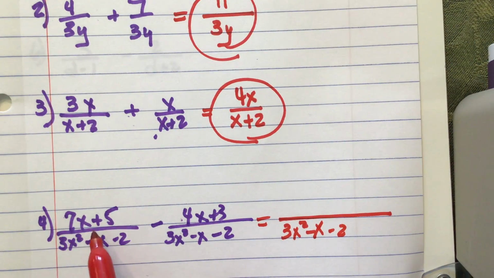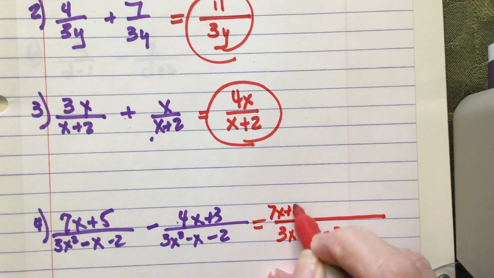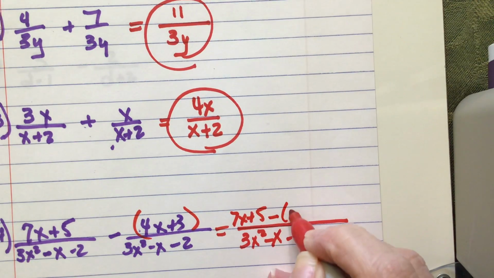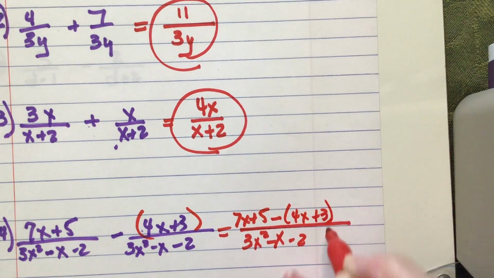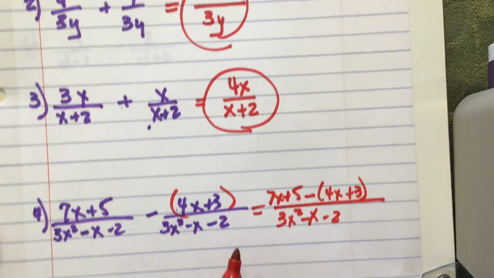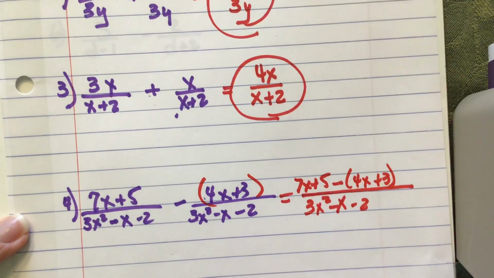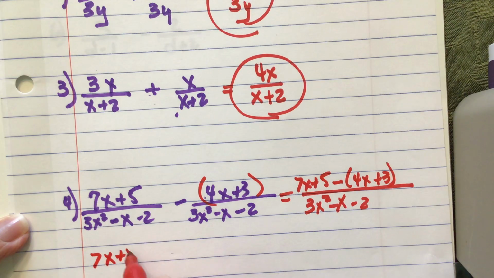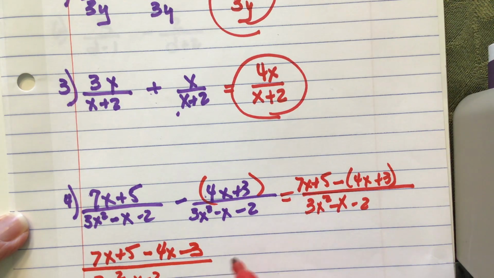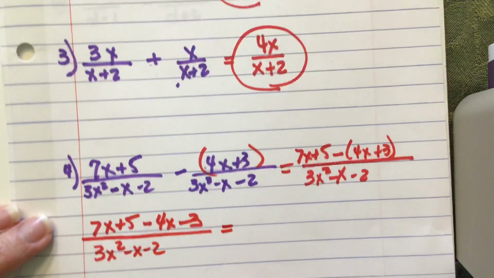I have 7x plus 5. And I'm taking away this entire fraction. So I'm going to subtract 4x plus 3. I added parentheses to remind me that I'm subtracting the entire expression. So what I end up with here is 7x plus 5 minus 4x minus 3, because I distributed that negative sign, and it's all over 3x squared minus x minus 2. So let's combine our like terms.